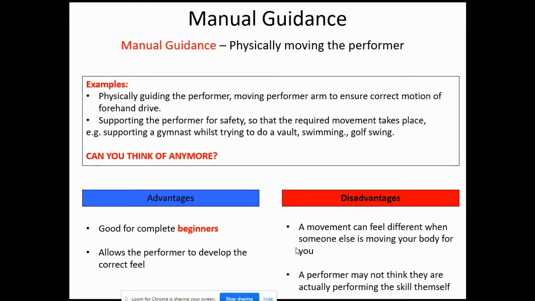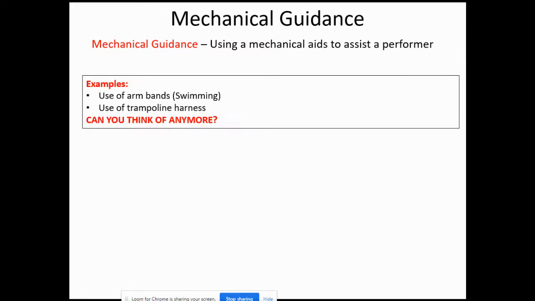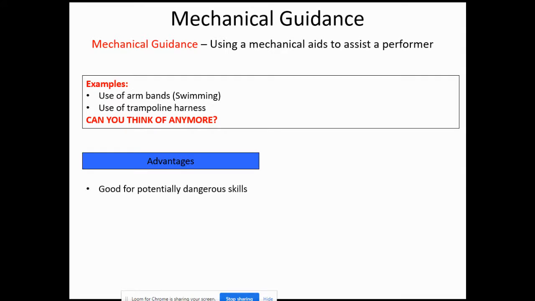Then finally, we have mechanical guidance. So mechanical guidance is the use of training aids to assist the performer. Examples: armbands in swimming, trampoline harness, okay? They're the two which we've talked about a lot. You can't use this as an example, but just in your heads, you could have stabilizers on a bike, okay? Advantages of this are it is good for dangerous activities, okay?